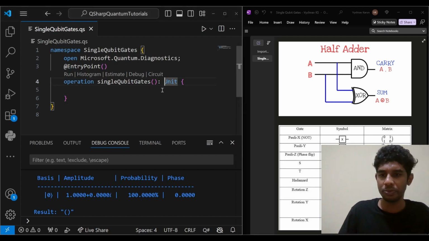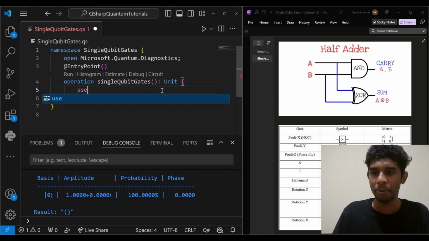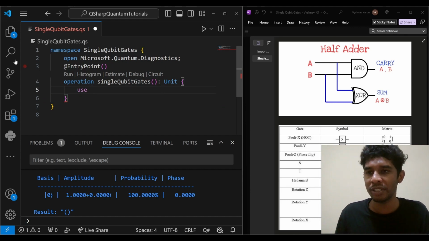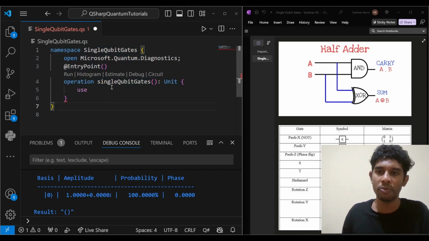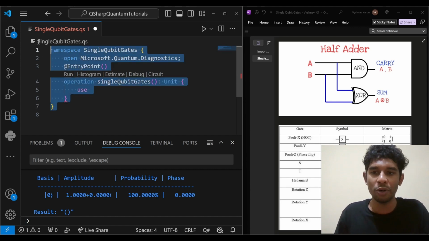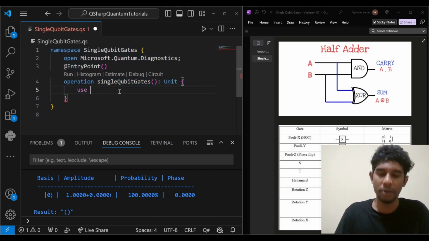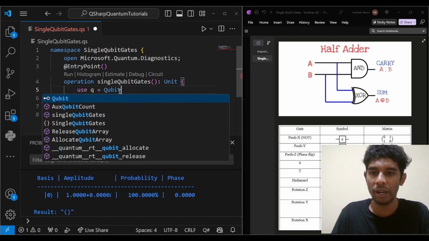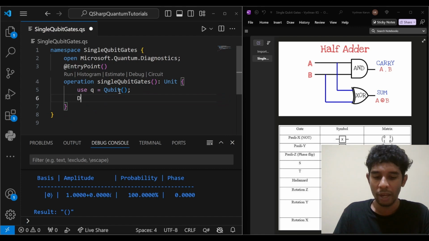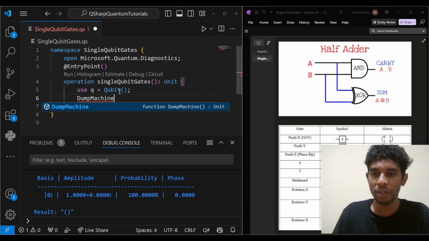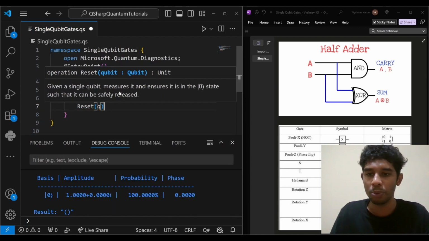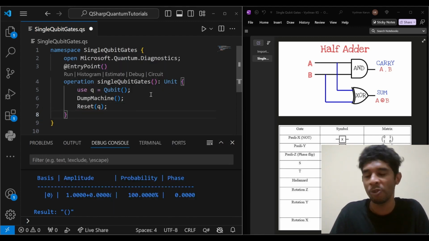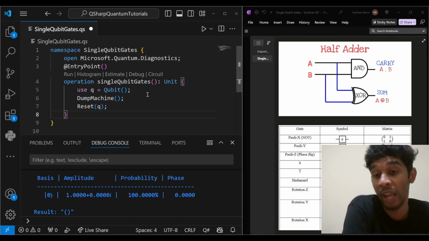single qubits, right? So the first thing, let me just show you, I have this file down here, the single qubits.qs file, the Q# file. You can just write this sort of framework to get started. So what I'm going to do is use q is equal to qubit. So I'll just initialize a qubit. And now even before we go further, I just want to dump machine here and reset q. Right, so I'm just resetting the qubit before I release it, which we have to.